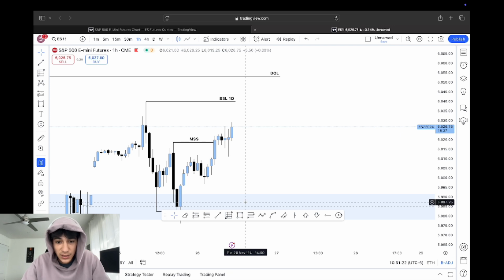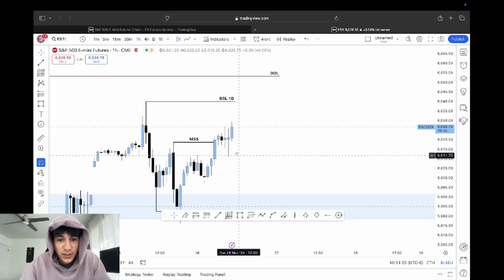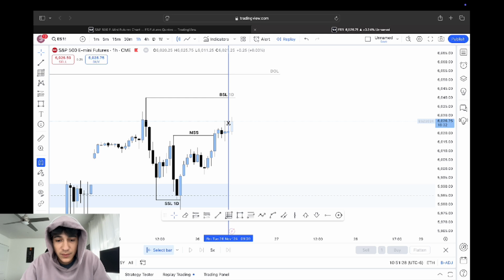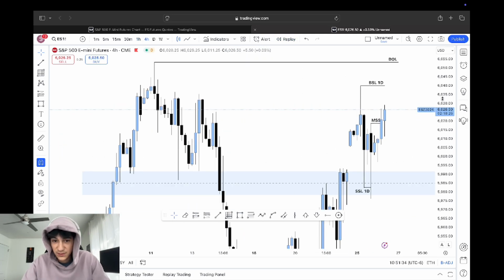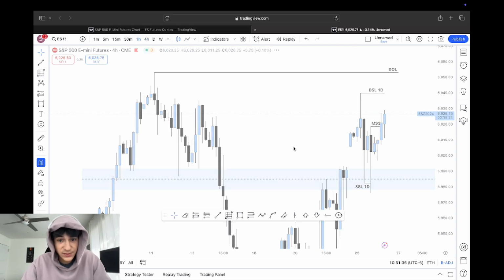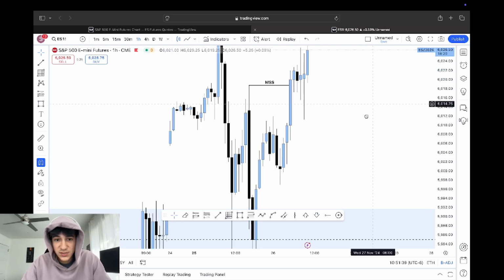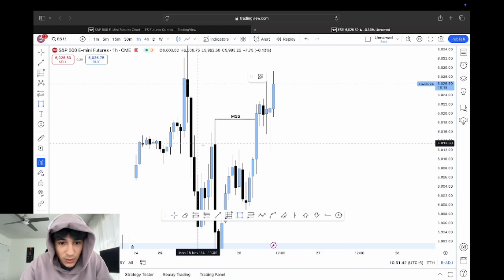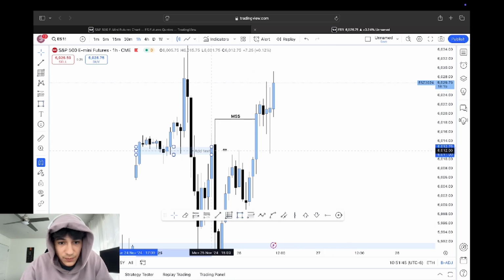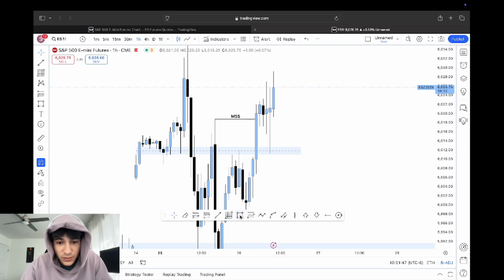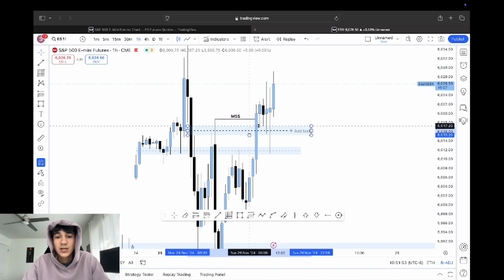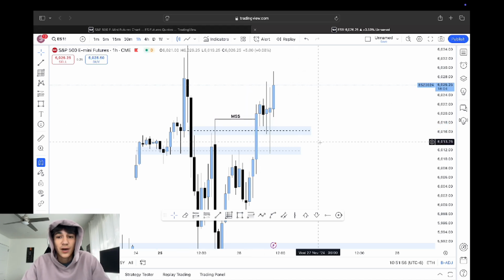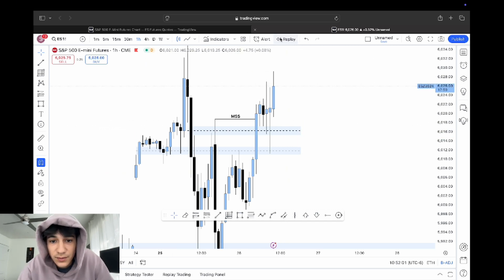So immediately I see that we come in here. Let me go into replay now. Actually, there are some things I have to do first. I think there are some 1 hour BPRs that I marked out. There's one right here, and then there's one right here. Like I said, these BPRs are a game changer for anybody's trading, really. So now that we have these BPRs marked out, we can go back here, replay.